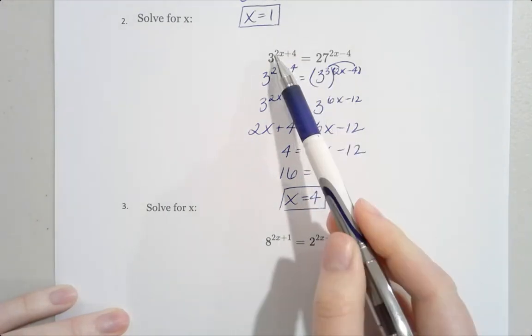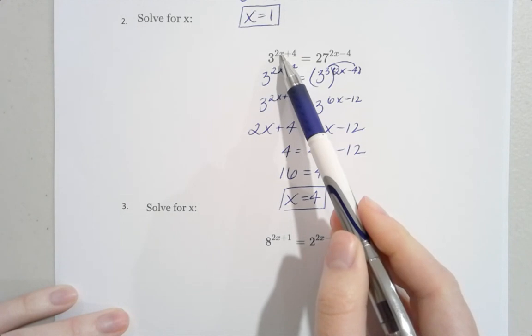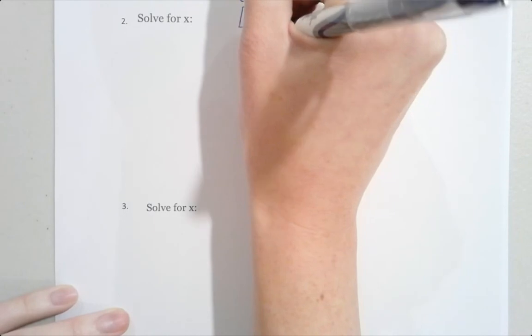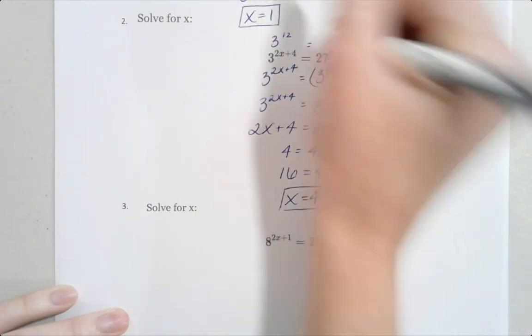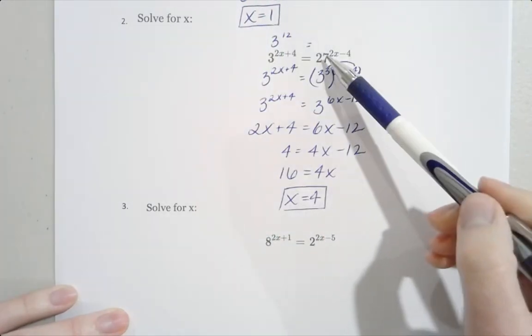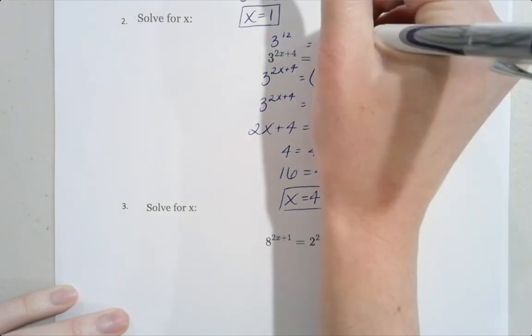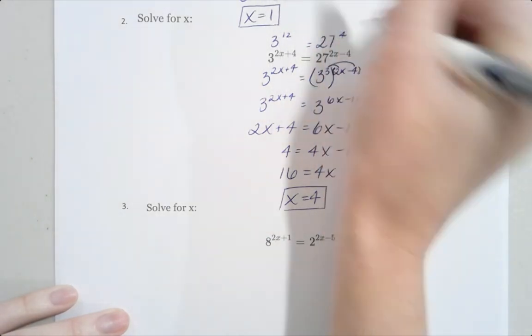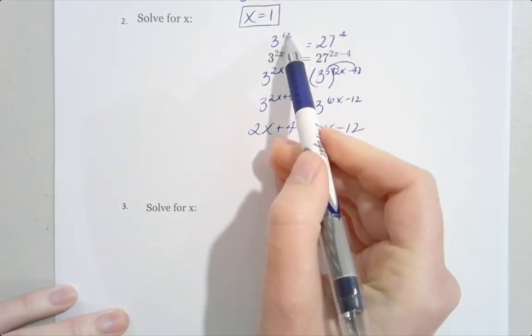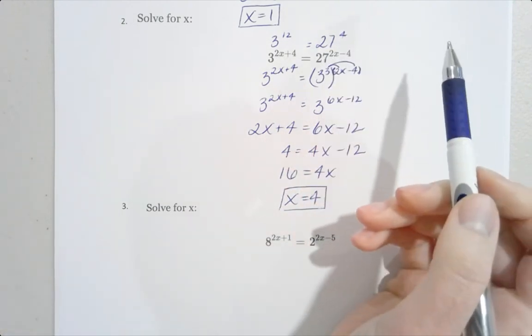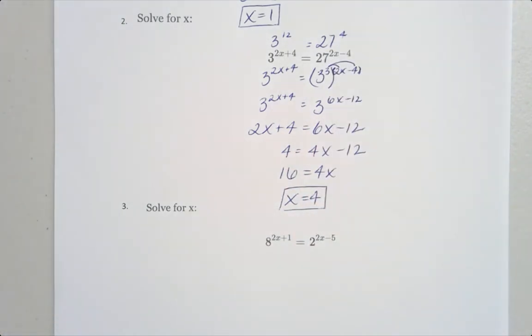Again, you can always double check your work by plugging it in. Over here, we're going to have 2 times 4, which is going to give me 8. 8 plus 4 is going to give me 12, so I have 3 to the 12th on this side. On this side, I've got 2 times 4, which is going to give me 8. 8 minus 4 is going to give me 4. So I've got 27 to the 4th power. And if you put 3 to the 12th in your calculator and 27 to the 4th in your calculator, you will have the same answer. So you are good to go.